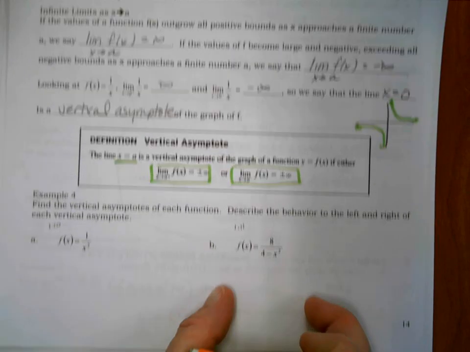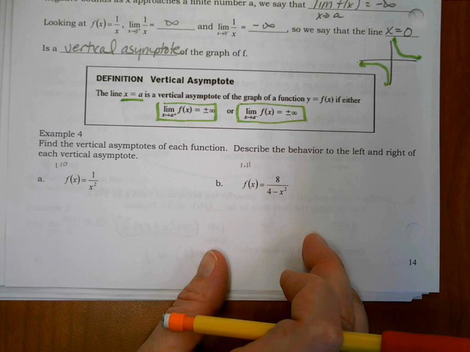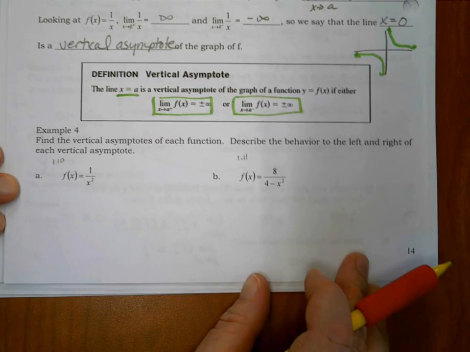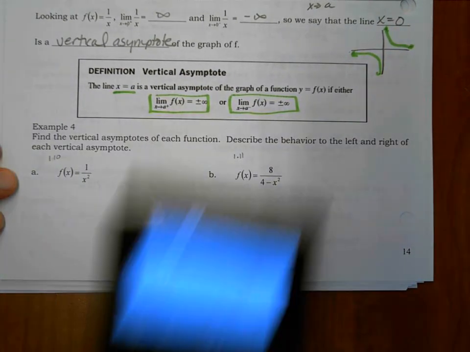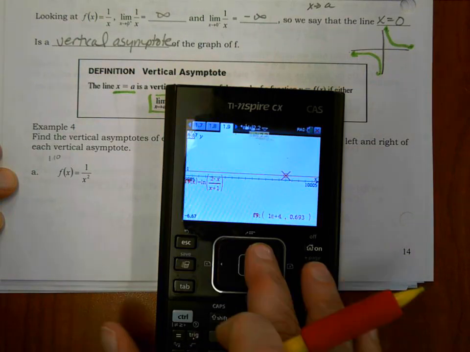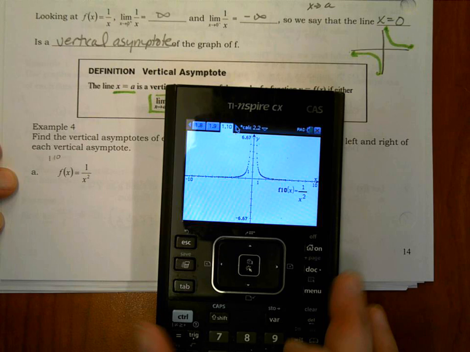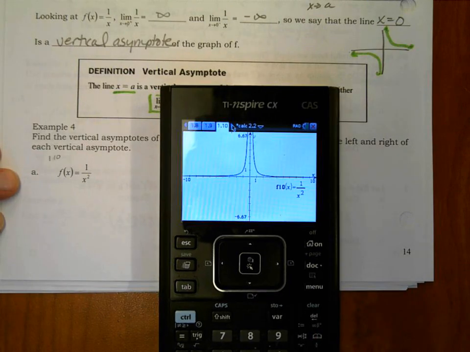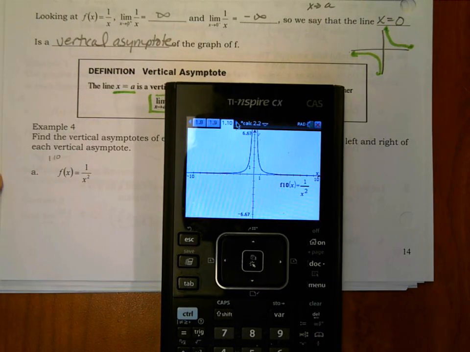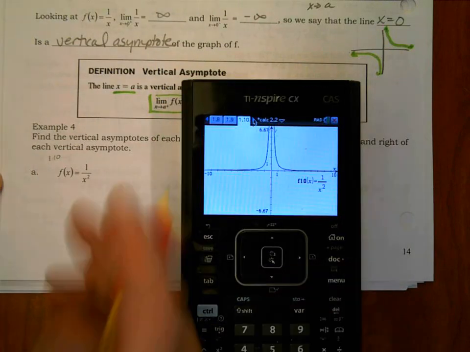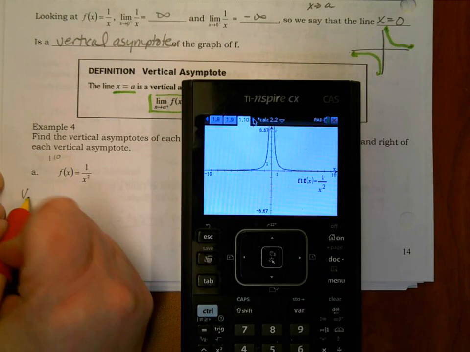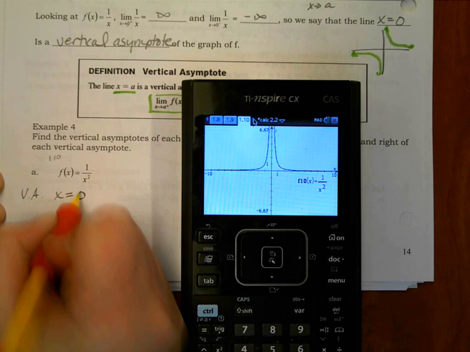All right, so then find the vertical asymptotes for each function, then describe the behavior to the left and to the right of each vertical asymptote. So take a second, go ahead and graph it, pause this if you need to. Here's my graph of 1 over x squared. So this is asking me for two things. Where do I have a vertical asymptote? It could be more than one. In this case, I only have one, x equals 0.